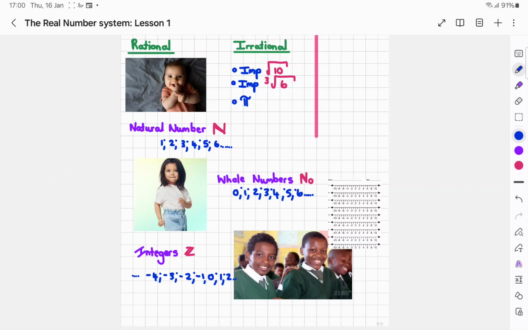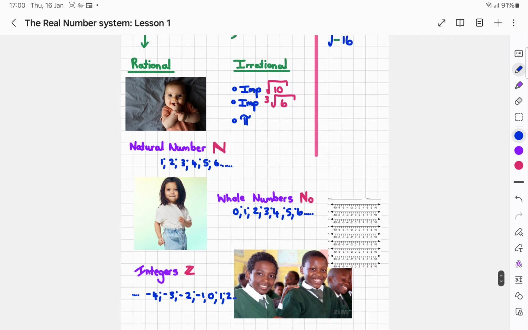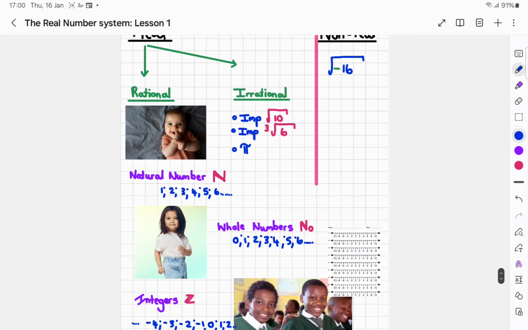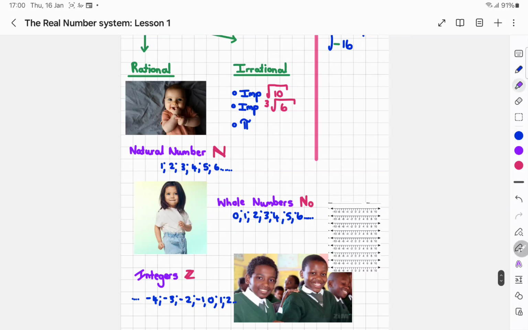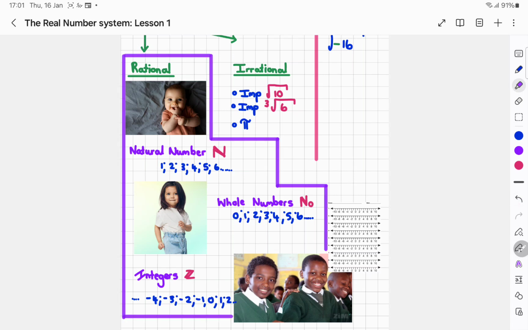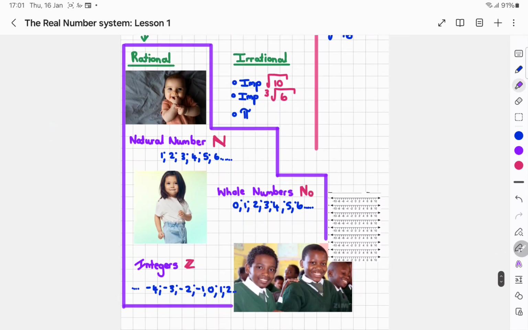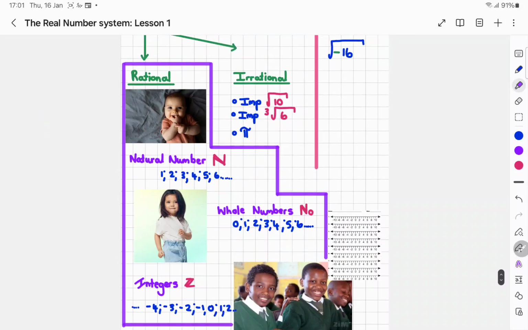Okay, so let's quickly think. We've got natural numbers, whole numbers, integers, but now we also get fractions. All of these three, your natural numbers, whole numbers, and integers, are all rational numbers. They all belong to the rational number group. So maybe I must put a line all around like that. Okay, so those are all your rational numbers.